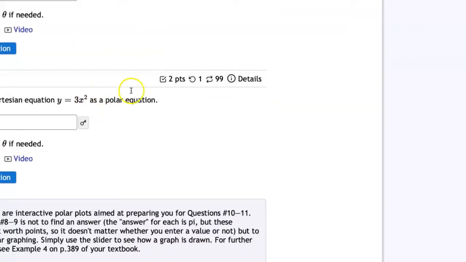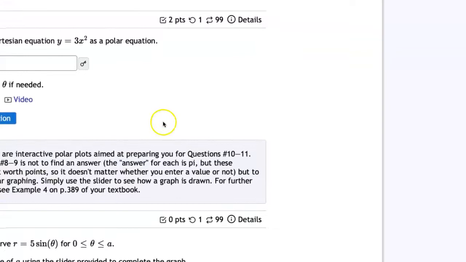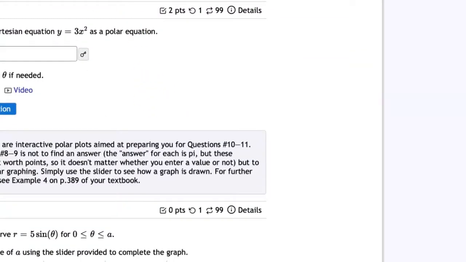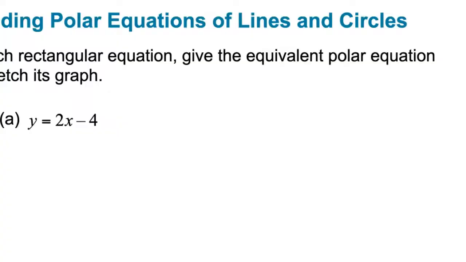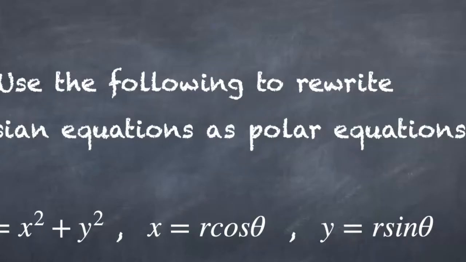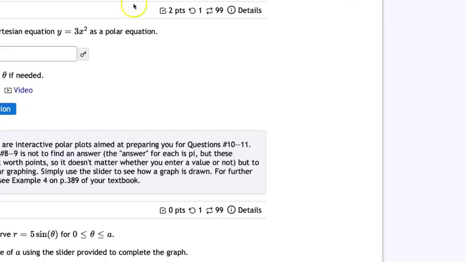We want to rewrite the Cartesian equation y equals 3x squared as a polar equation. So the first thing we want to do is replace x and y as we did in the problem that we did back here. We replaced x and y with these values here. So we're going to replace x and y. y gets replaced with r sine theta.